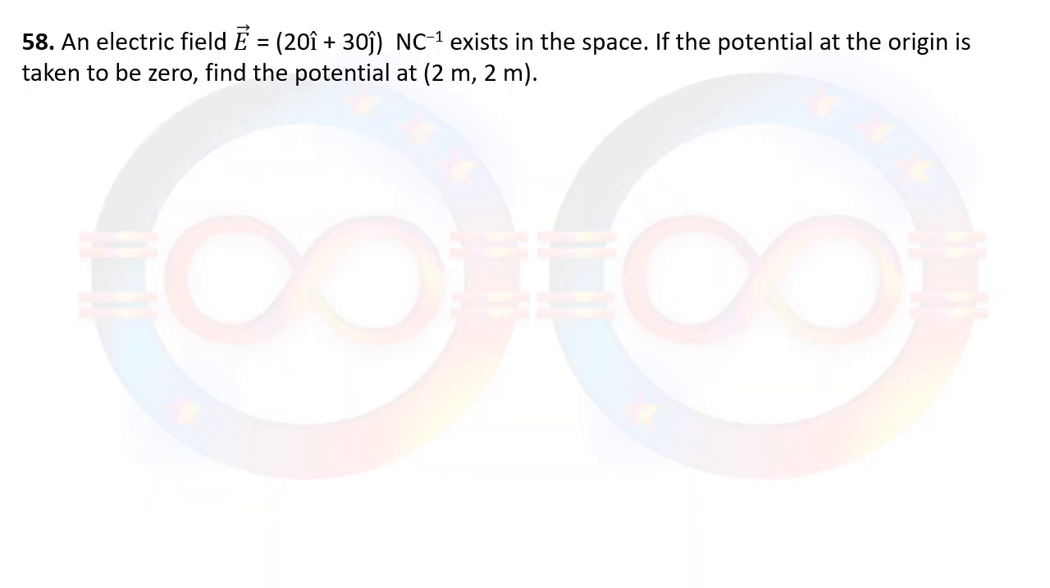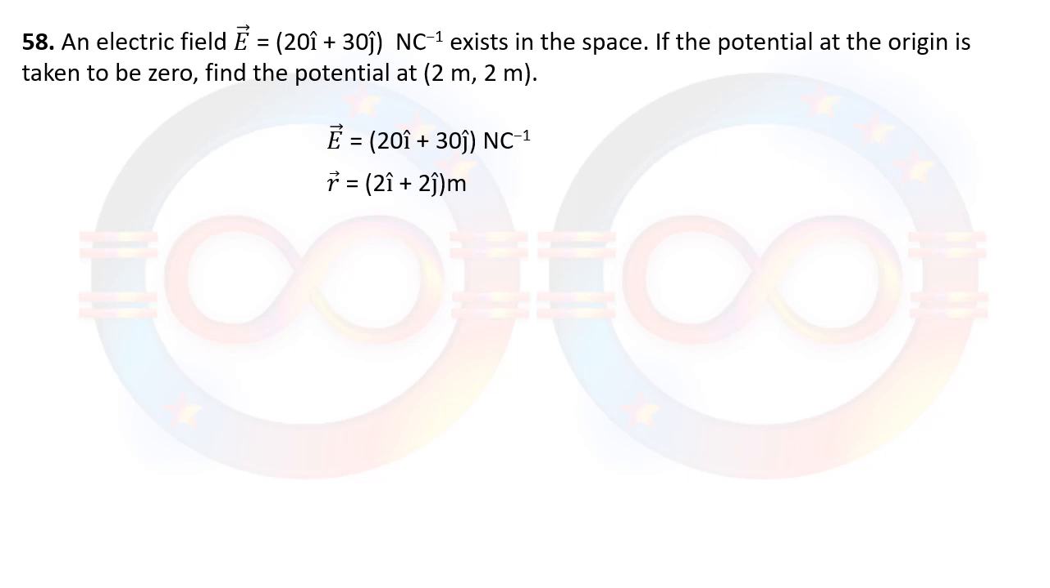Question number 58. The electric field is in the XY plane because it is given as 20i plus 30j. The question asked is, if the potential at the origin is taken to be 0, find the potential at 2 meter, 2 meter, meaning 2 meter along X and 2 meter along Y. In vector form, we can write this as 2i plus 2j meter.